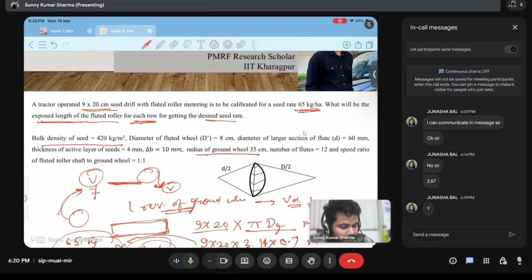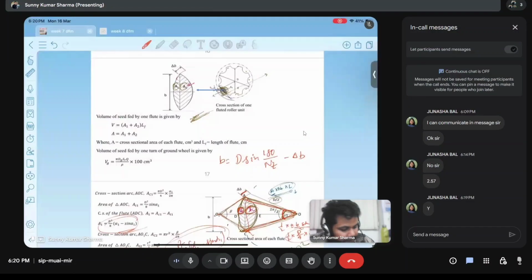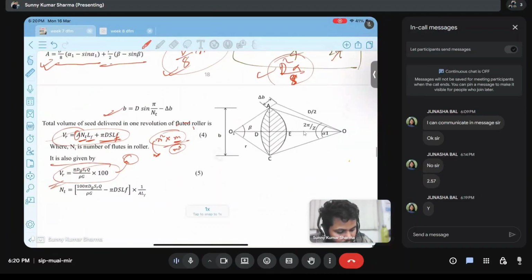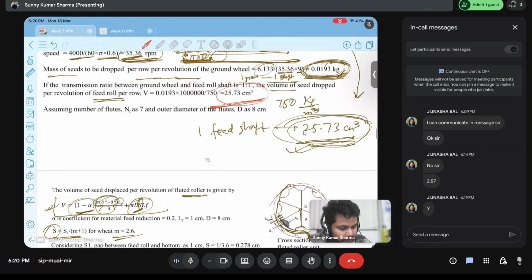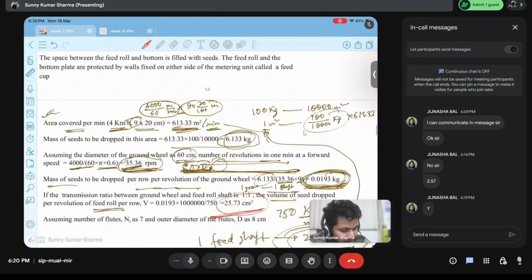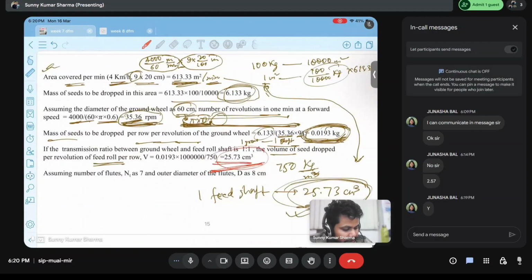And earlier we have derived one equation. Last week we have seen that this is the volume of seed, total volume of seed. So we need to know what is the volume of seed coming, and this we will equate with the volume of seed coming in one unit. All these things we have already discussed in the last class, this was the volume of system.